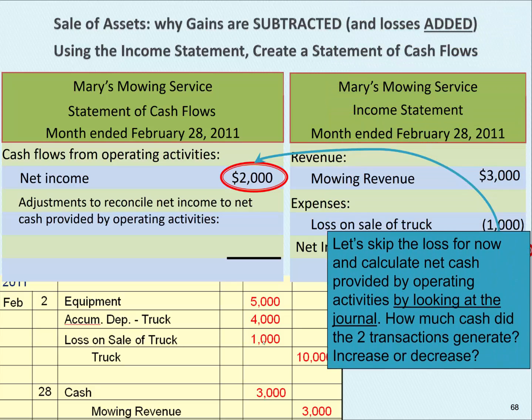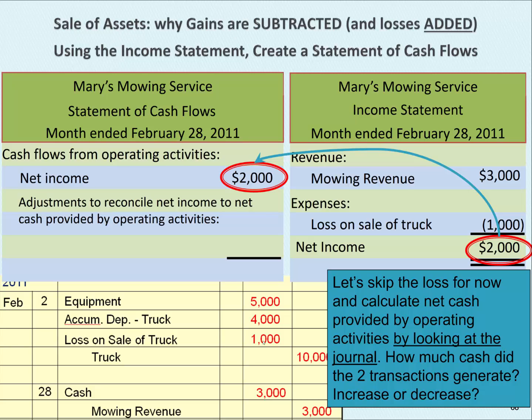So let's figure out what to do with the loss for now. Let's simply go down here to our journal, our whopping 2 transactions, and let's see if we can figure out what the cash flow is. Now, I told you earlier that companies can't do this. You can't just go through the journal entries and look for cash transactions because it's going to take too long. But since we only have 2 transactions, yes, we do have time to do that. So the only cash flow transaction here is $3,000, and it's positive cash flow.